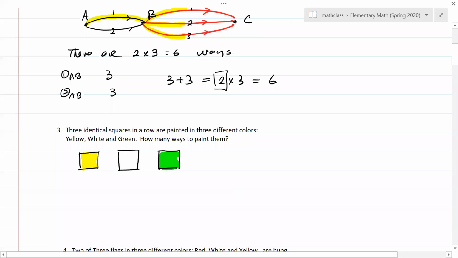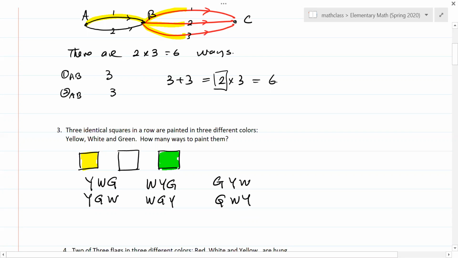So how do you do this? Well, we can list all of them. You begin with the first one, yellow, then white, green. But you can also have yellow, green, white. That's it, no more. Then you begin with white: white, yellow, green and white, green, yellow. Then you begin with green: green, yellow, white and green, white, yellow. So in total there will be 6.